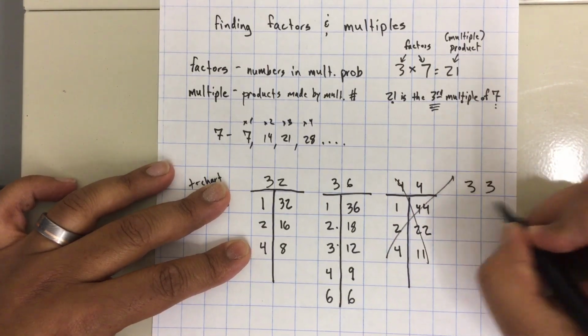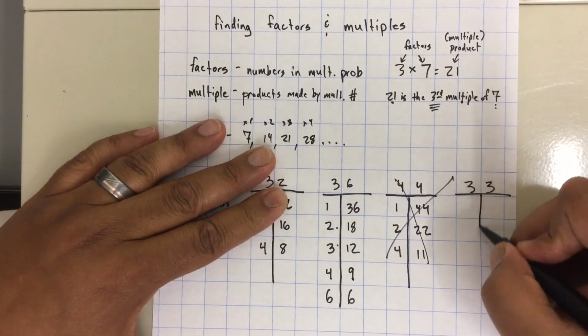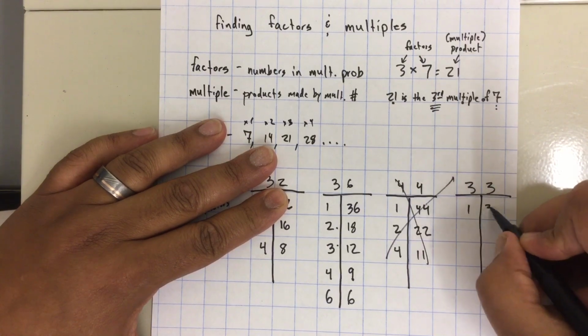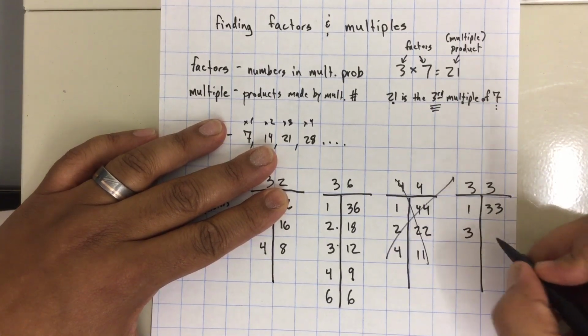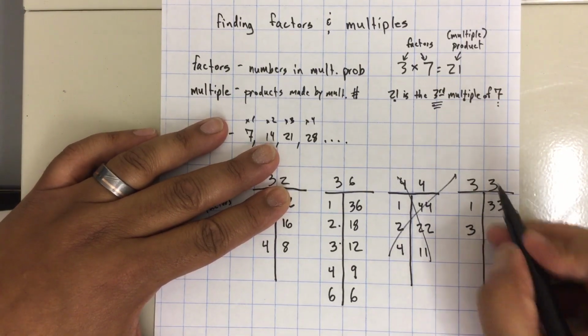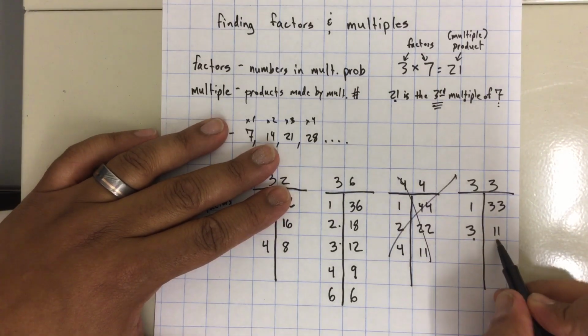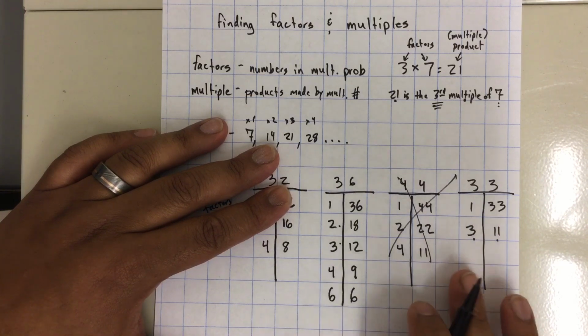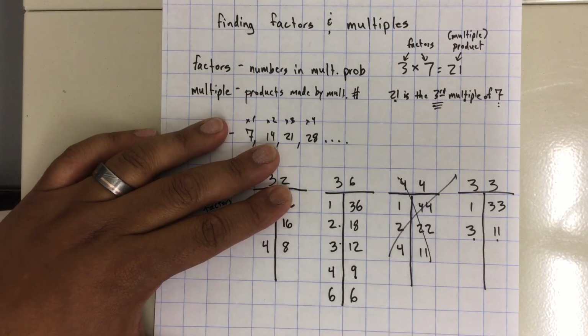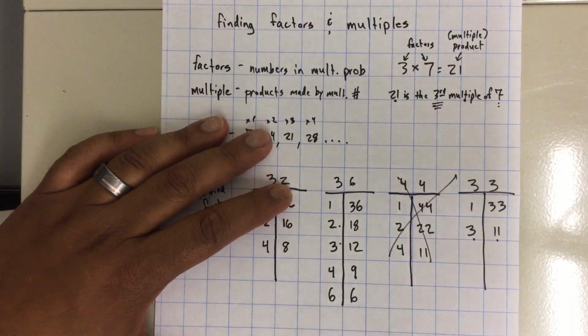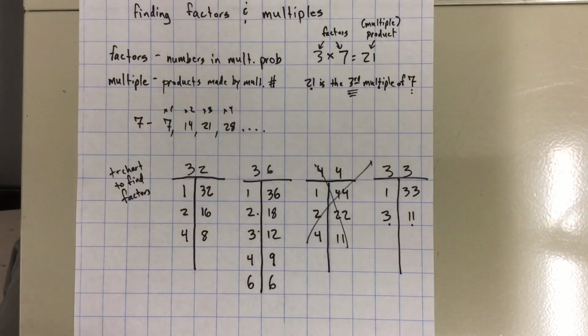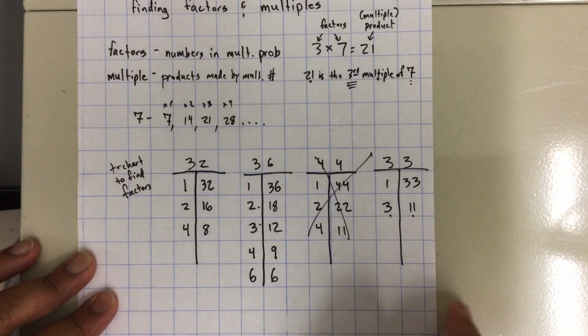Let's do 33 as an example. 1 and 33. 3 and 11. 2 doesn't work because it's odd. I've got a 3 which is prime. I've got an 11 which is prime. I don't need to check a 4 and a 5 and a 6 and a 7 and all that stuff because I've got 2 prime numbers. Therefore, I'm done. Now we need to move on to multiples.